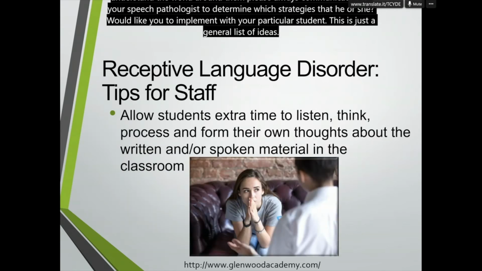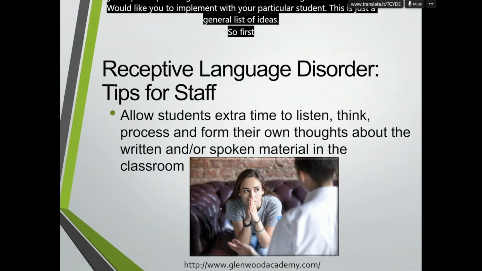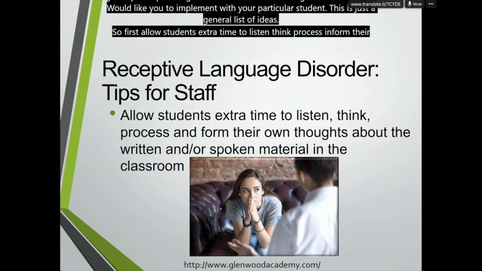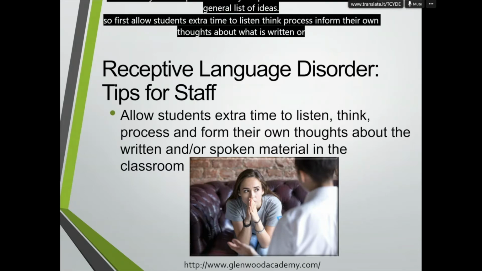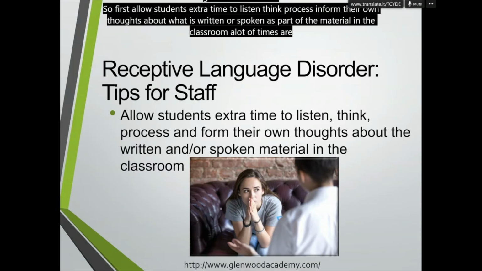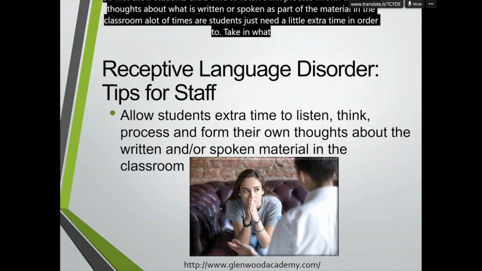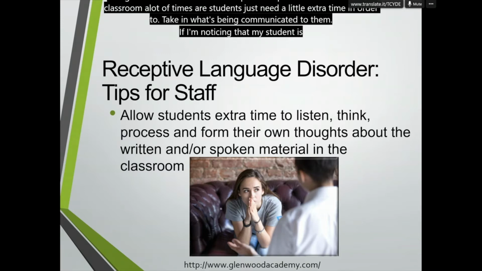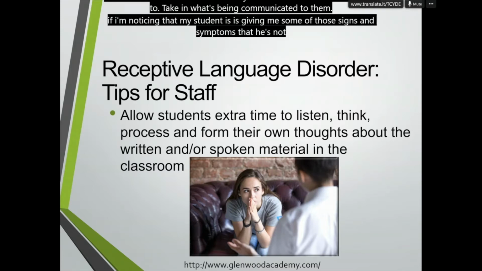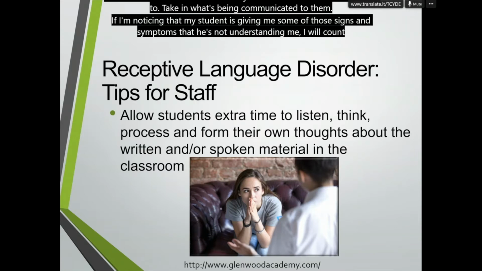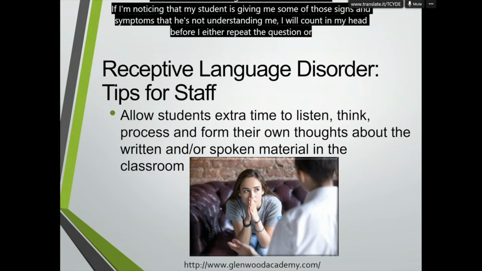So first, allow students extra time to listen, think, process, and form their own thoughts about what is written or spoken as part of the material in the classroom. A lot of times our students just need a little extra time in order to take in what's been communicated to them. If I'm noticing that my student is giving me some of those signs that he's not understanding me, I will count in my head before I either repeat the question or move on.